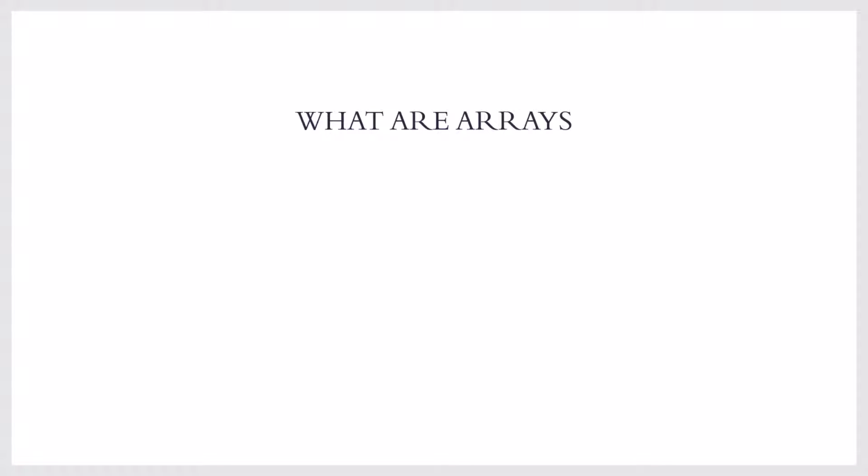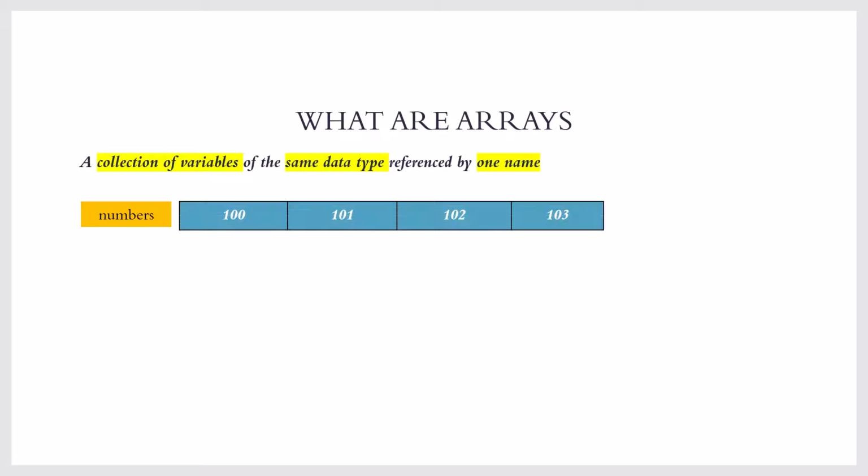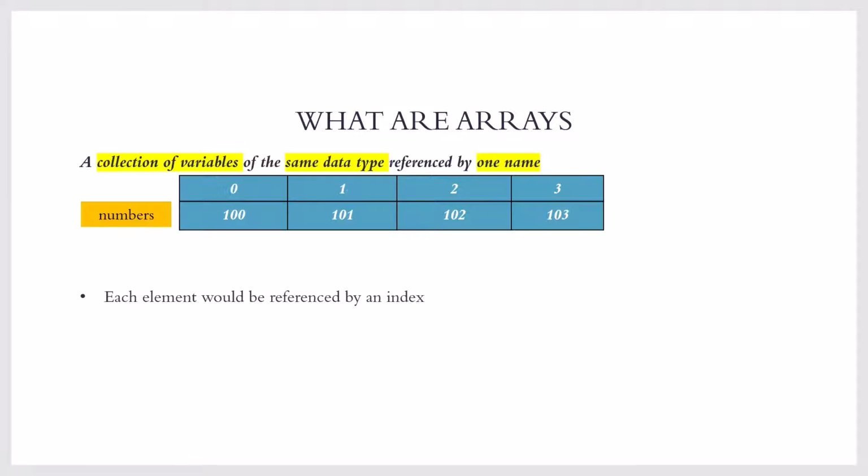What are arrays? The definition says a collection of variables of the same data type referenced by one name. Highlighted terms are what are important to remember, and so we could have numbers, one name, representing this collection of variables of the same data type. But how do we access each of these variables separately? The answer is we can use an index.